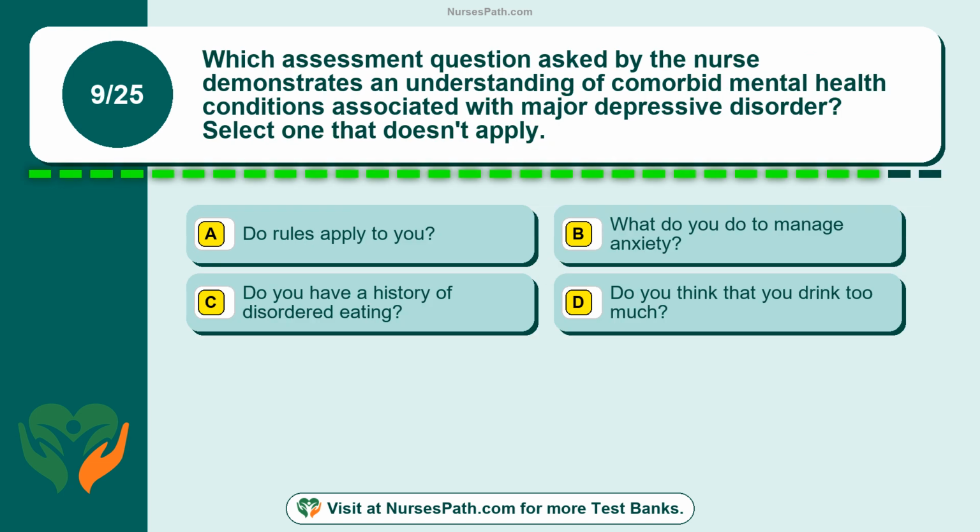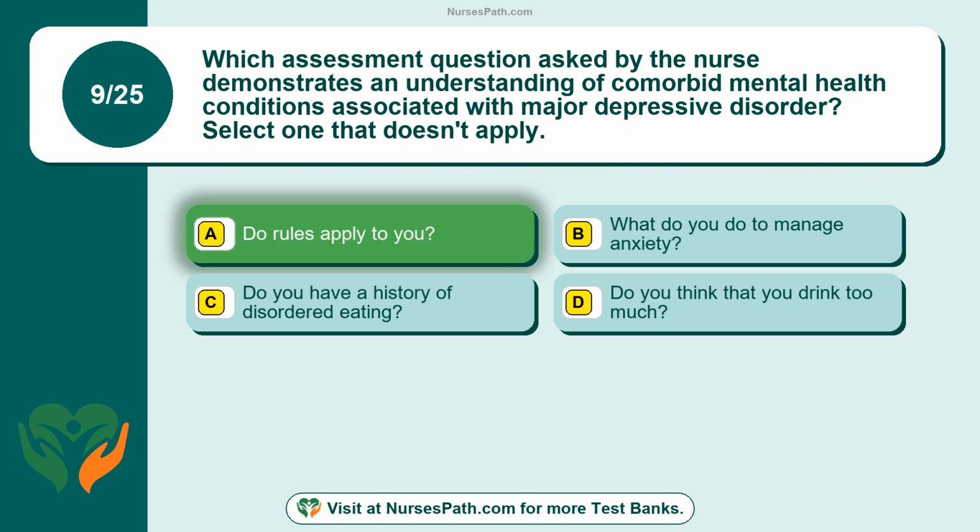Question 9. Which assessment question asked by the nurse demonstrates an understanding of comorbid mental health conditions associated with major depressive disorder? Select the one that doesn't apply. Option A. Do rules apply to you? Option B. What do you do to manage anxiety? Option C. Do you have a history of disordered eating? Option D. Do you think that you drink too much?